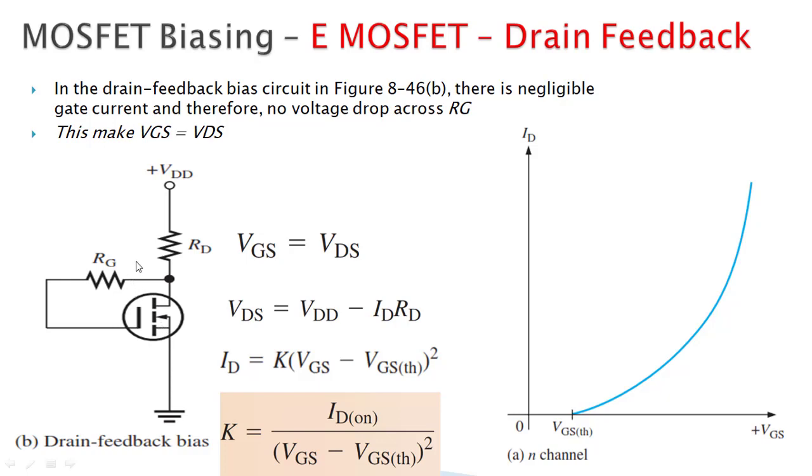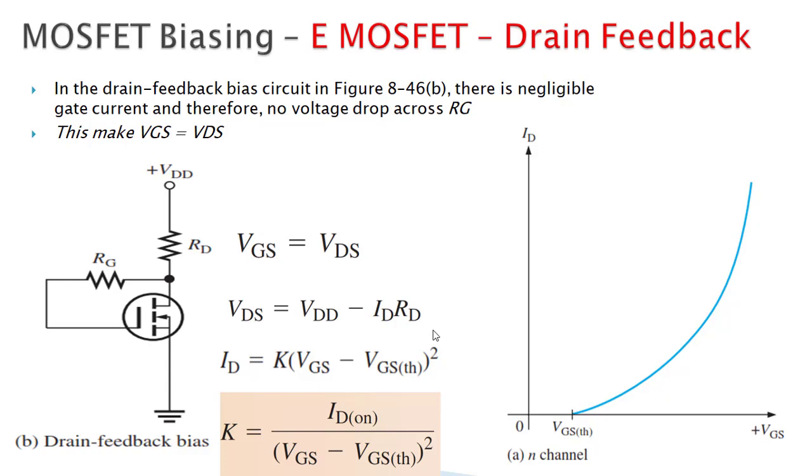Since the voltage drop across the RG is equal to 0, VGS is equal to VDS. So this voltage is equal to this voltage, because the voltage drop across the RG is equal to 0, because the current flow into the MOSFET is negligible, at 0. Okay, so this is one expression. Then VDS is equal to, as we studied in the previous slide, VDD minus ID into RD. So this is another expression, and this is a general expression also. ID is equal to K into VGS minus VT squared. So using these expressions, we are going to calculate that.